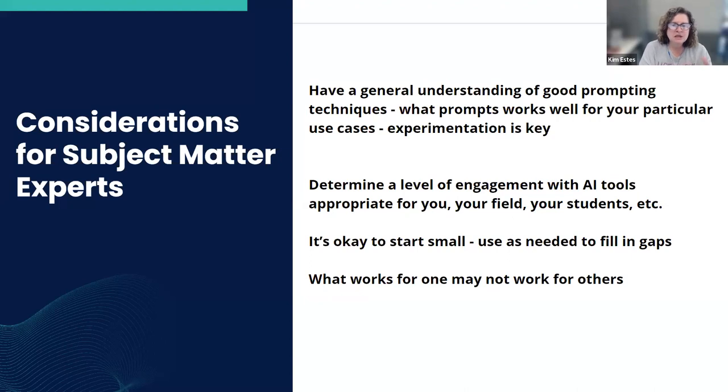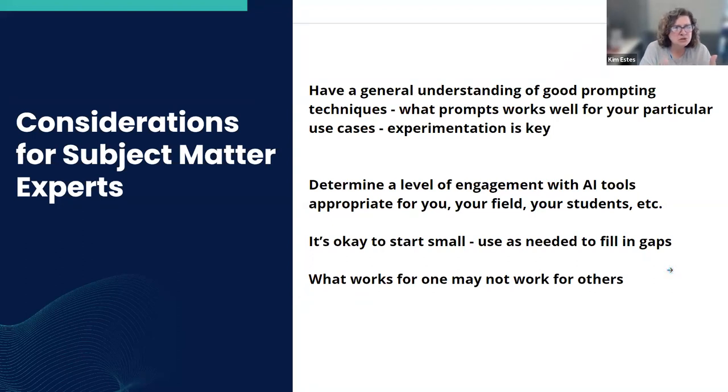You need to determine the level of engagement with AI tools that's appropriate for you as an instructor. Some people are way comfortable with this and some people are like, I don't know, I'm kind of scared. You need to look at how appropriate AI is for your field. If you're teaching social media marketing, real estate, any of that, you need to be in here because blogs and Instagram posts and all of that are already being created by AI right now. This is heavy in the marketing field.